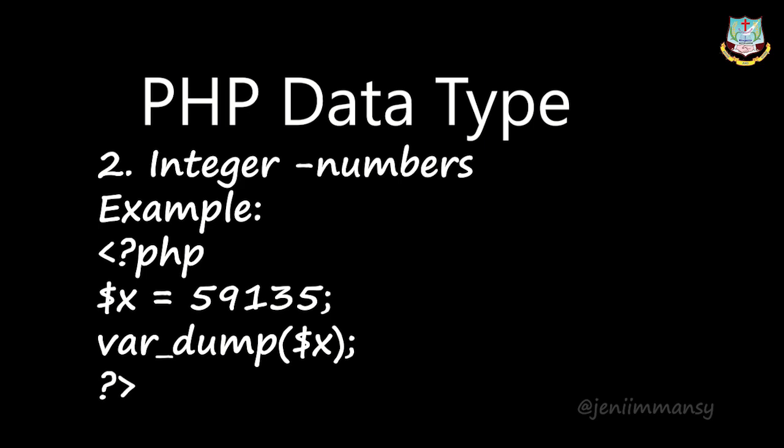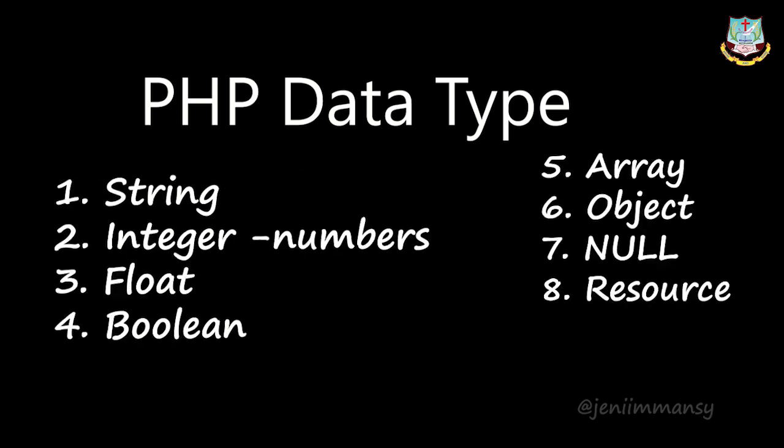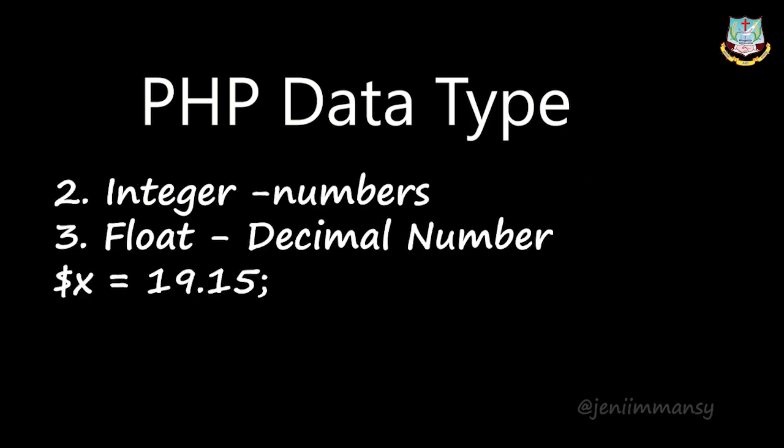Next one is float. Float is a data type which has decimal numbers. Decimal numbers means they have a point, right? 5.1 is a decimal number. If you give the data type as integer, it will consider only the part before the decimal point, so only 5 it will take.